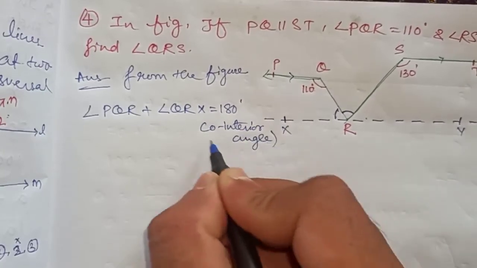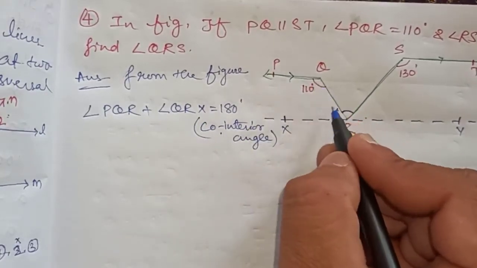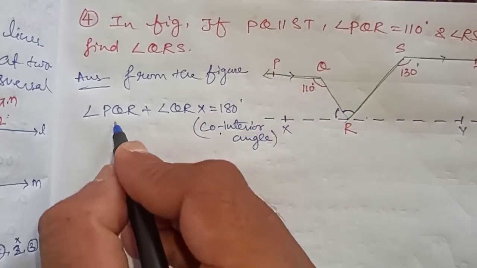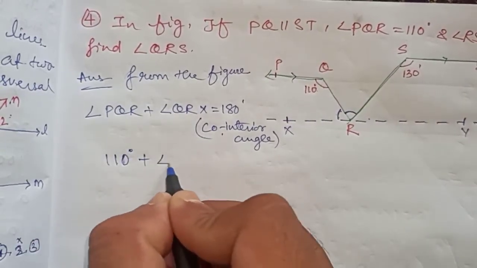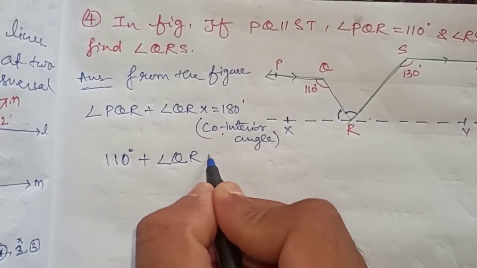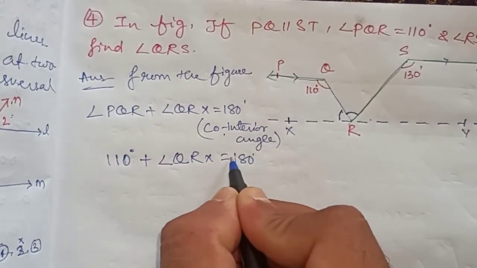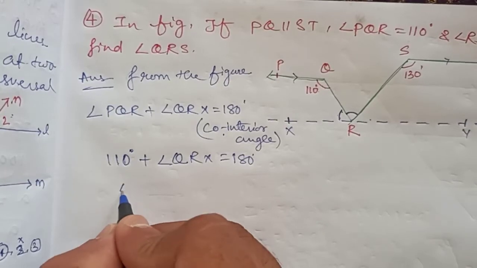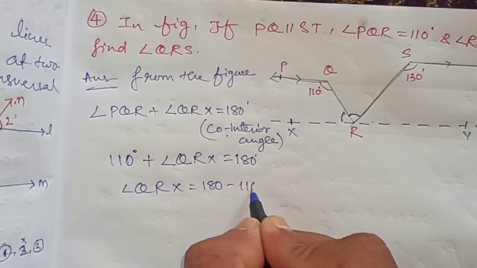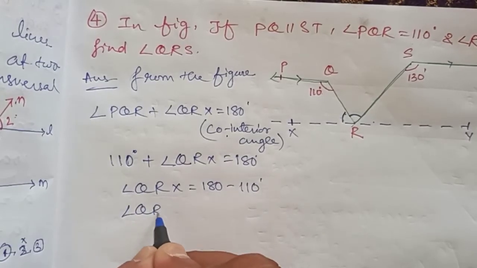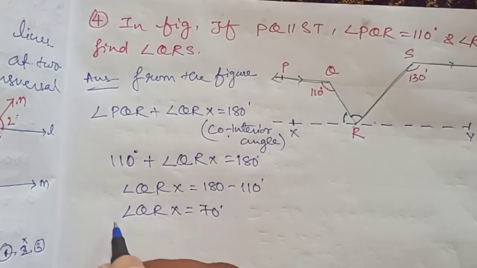Co-interior angle. When we add these two, we should get 180 degrees. What is PQR? PQR is 110. PQR is 110 plus QRX equals 180 degrees. Bring 110 this side. QRX equals 180 minus 110. Angle QRX is 70 degrees.